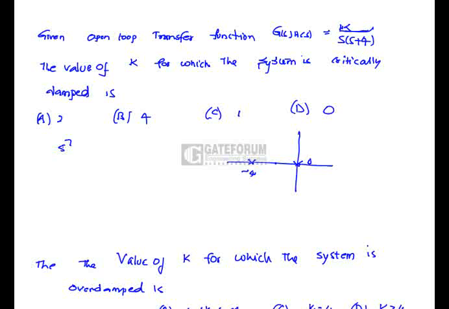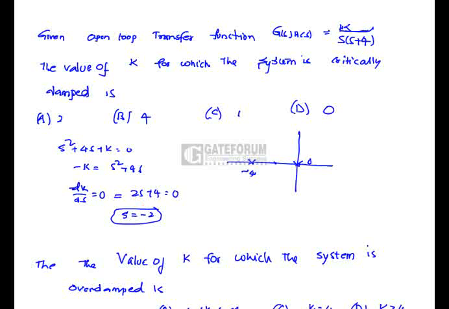So the characteristic equation is s square plus 4s plus K equals 0, so minus K equals s square plus 4s. dK by ds equals 0, that is 2s plus 4 equals 0, s equals minus 2. This is the breakaway point. We have to find the value of K, because at this particular point the two poles are going to be identical and it is a critically damped case. K is equal to 2 into 2 divided by 1, that is 4. So option B is correct.